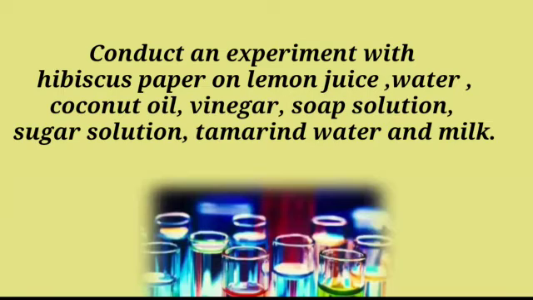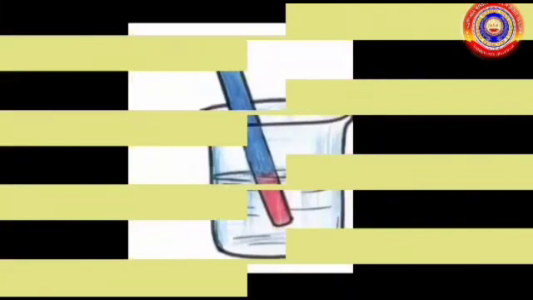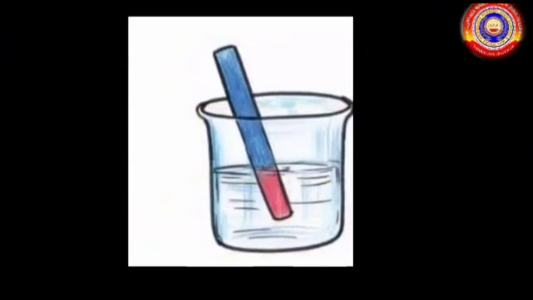Let's conduct an experiment with hibiscus paper on lemon juice, water, coconut oil, vinegar, soap solution, sugar solution, tamarind water and milk. Using a narrow strip of hibiscus paper, we can test each of these substances. First, we are going to test with lemon juice. See what happens here.